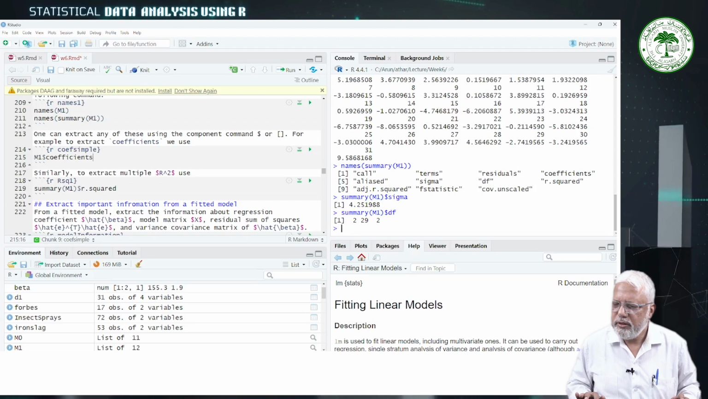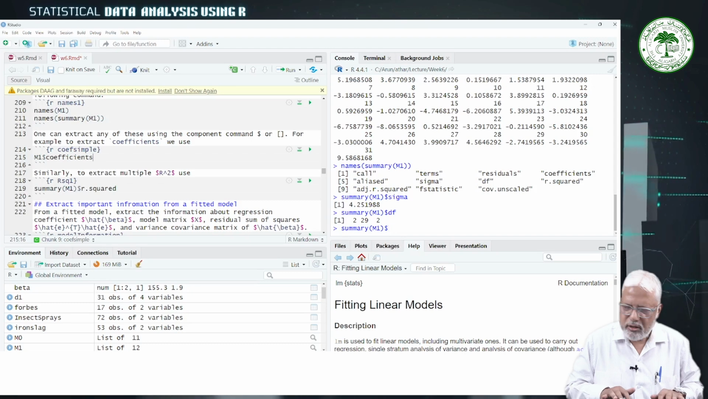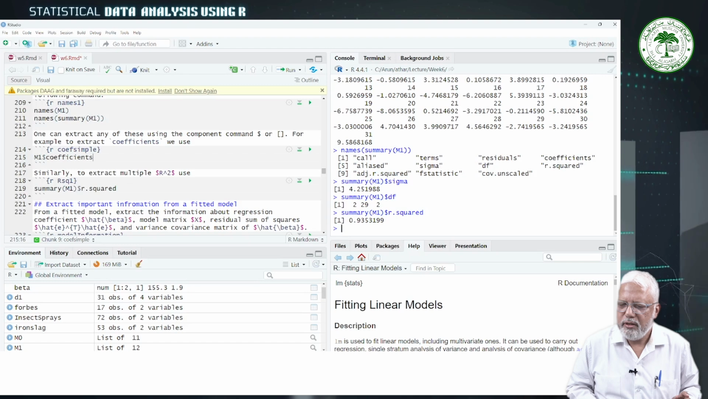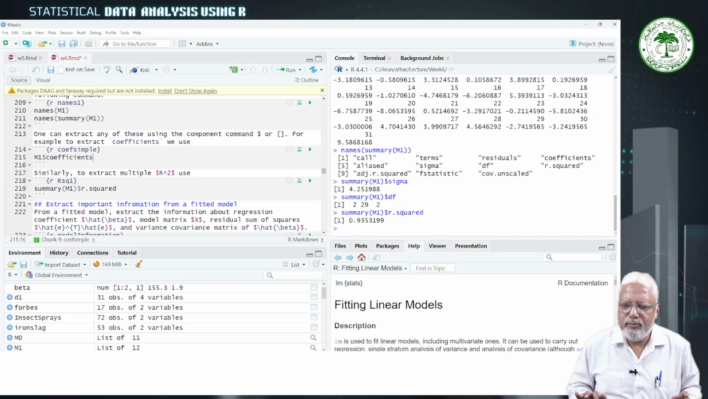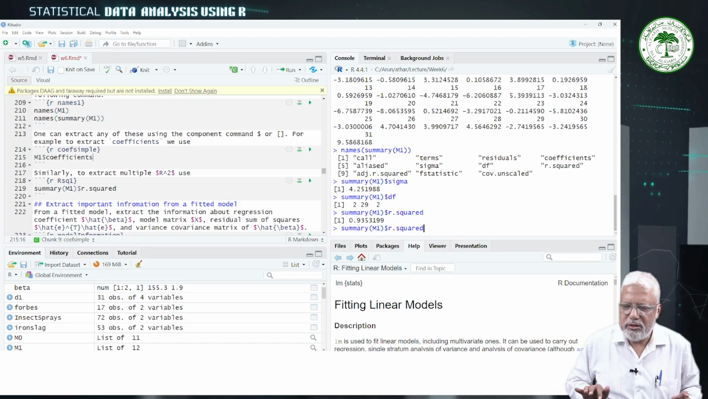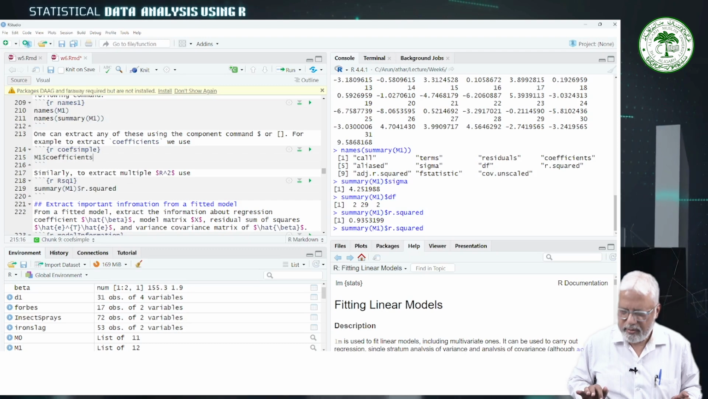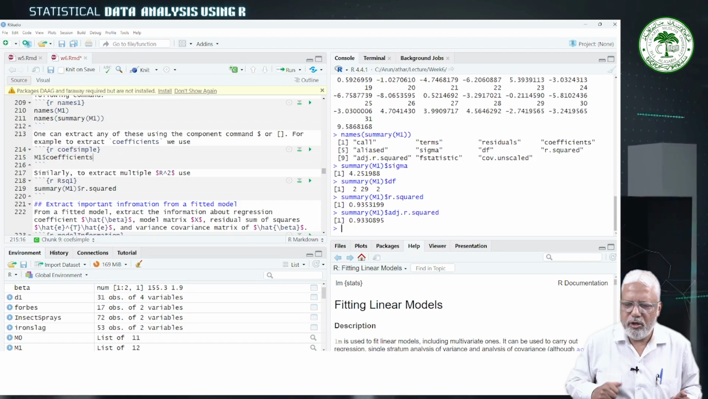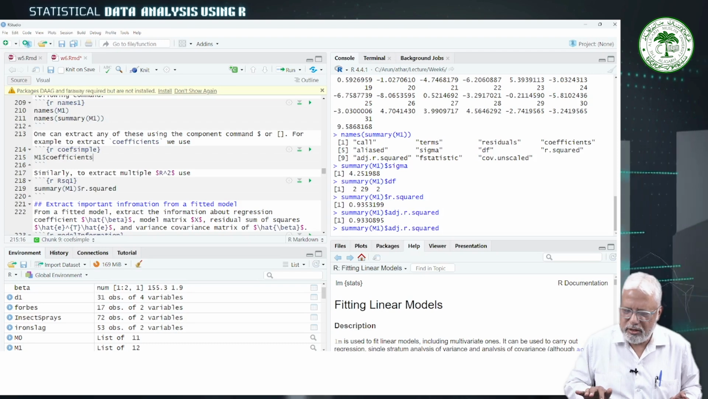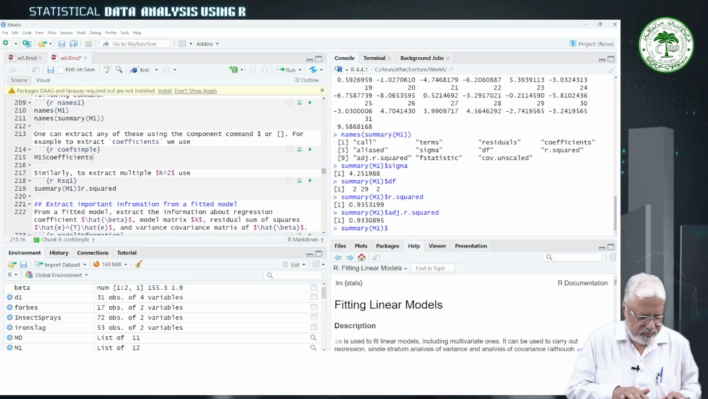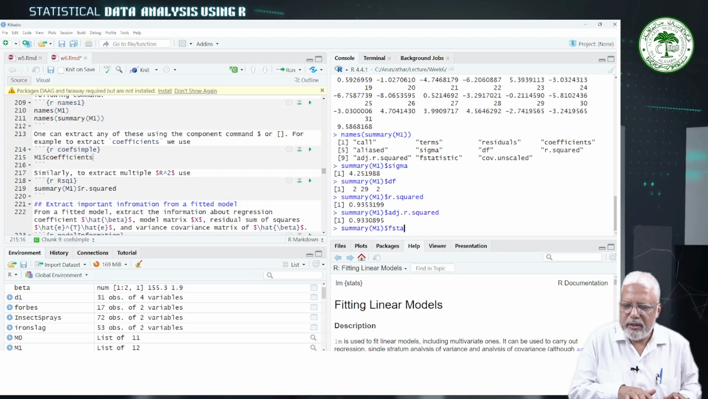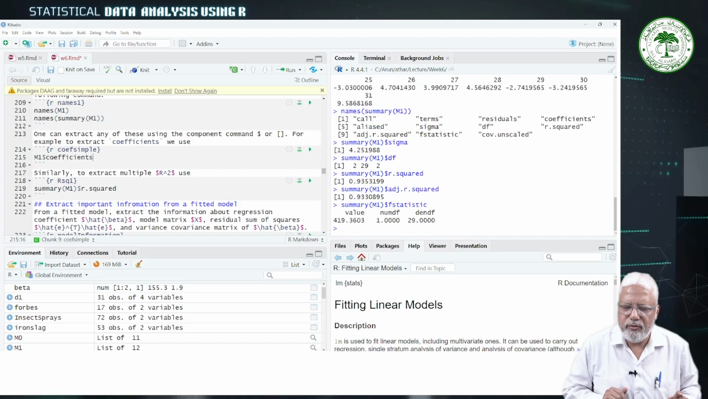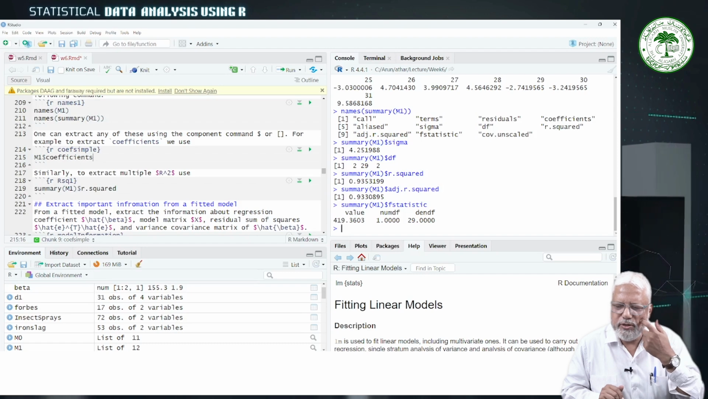And if we want the R squared value, we write r.squared, and we get the value of R square. This way, if we want adjusted R square, we write adj.r.squared, and we have got adjusted R square. Similarly, if we want the F statistic, we write fstatistic. This is the value of the F statistic. The value is 419. The numerator degree of freedom is 1 and the denominator degree of freedom is 29.